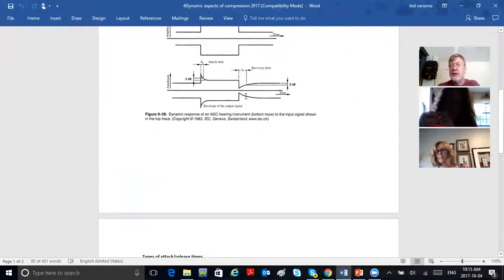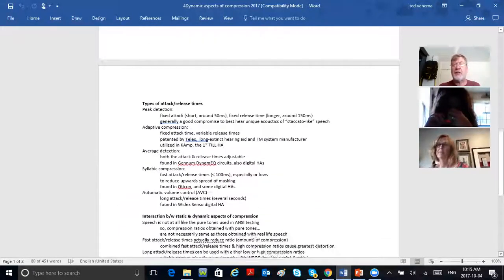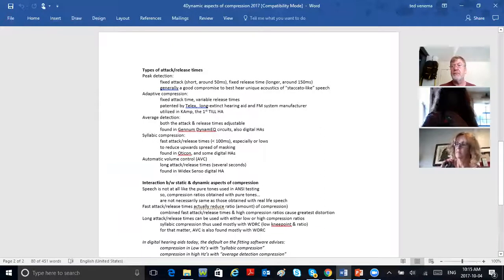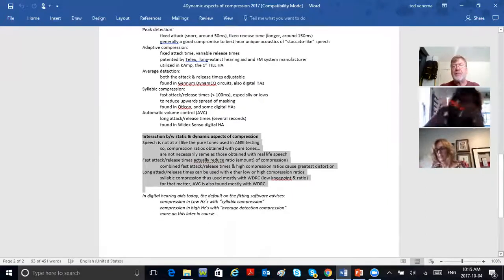This is just a drawing of what we've had in a PowerPoint slide. Scroll down, and you'll see the types of attack release times. There you go. Okay. Peak detection, adaptive compression, average detection, syllabic detection, automatic volume control. And then you'll see something here, interaction between static and dynamic aspects of compression. Don't worry about that so much.